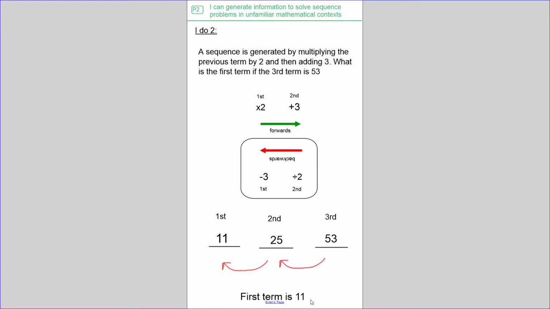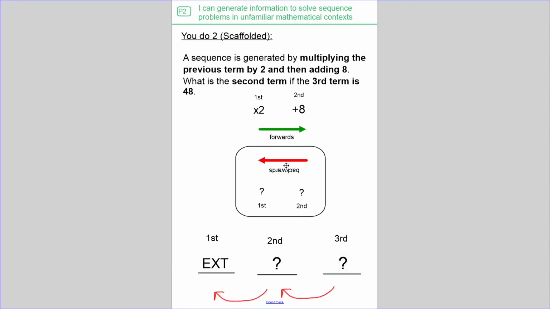And that's it for the question. So reread what we've done before moving on. Here's a scaffolded question for you to try. As you can see, there are keywords in this question highlighted. There are also some visual cues to support you, and you need to find the first, second, and third term. Now, as an extension, see if you can also find the first term.